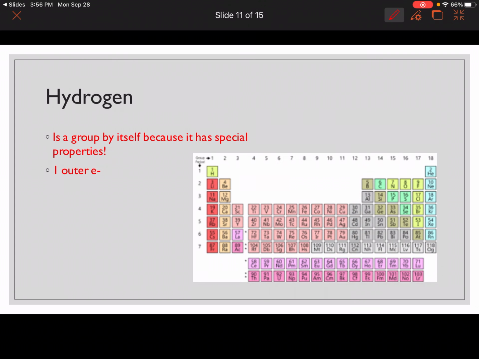Hydrogen, this is our group all by itself here. And it's in a group by itself because it has special properties. Hydrogen doesn't act like the other alkali metals. That's why it's by itself. And hydrogen also will have 1 outer electron there.